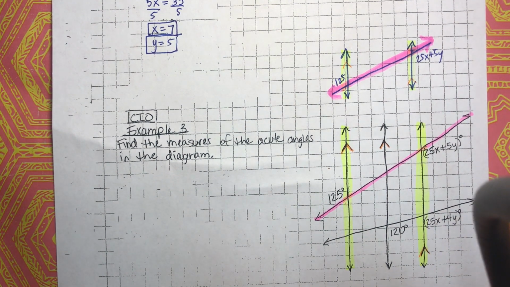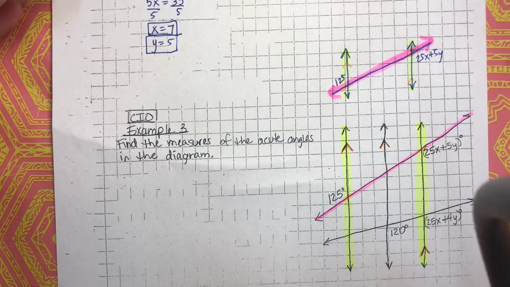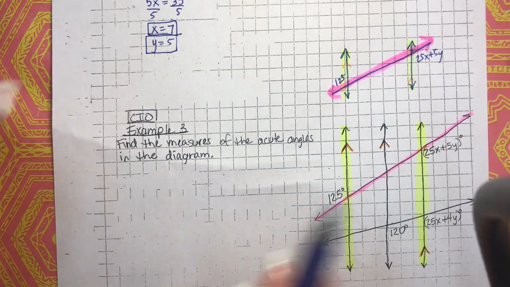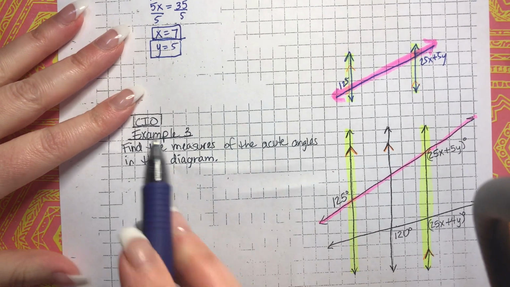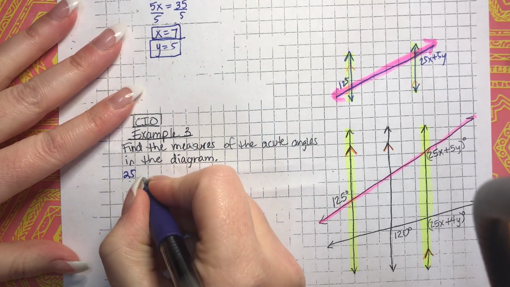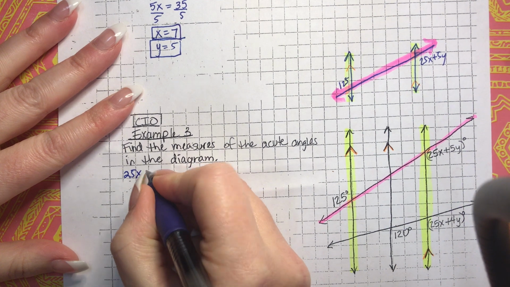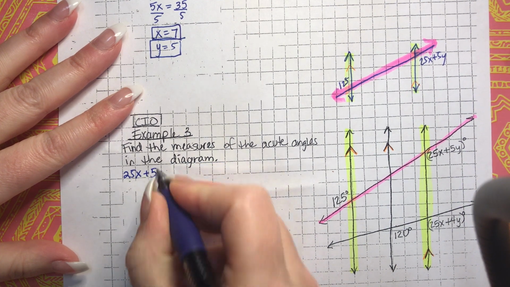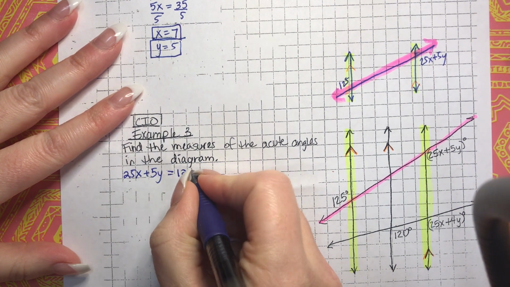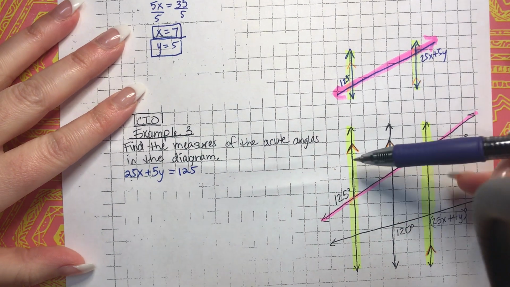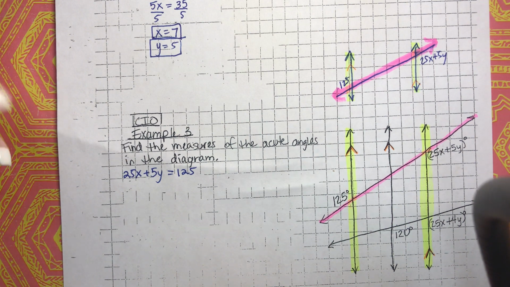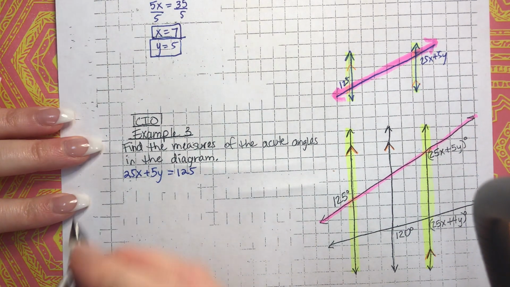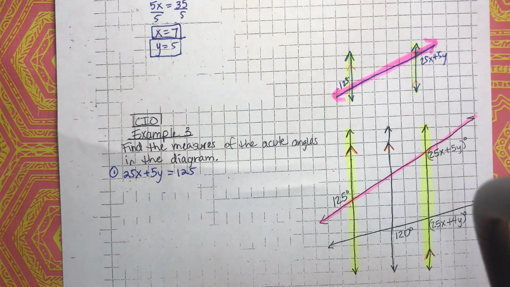I understand. But I'm just going to go straight to the algebra, because this is really just a geometric algebra problem. It's not a proof. So we're just going to say that this is equal to this. So I'm going to go 25x plus 5y equals 125, right? The only reason we can say that is because these lines are parallel and we're using the alternate exterior angles theorem. Okay, cool. So that is our first equation.